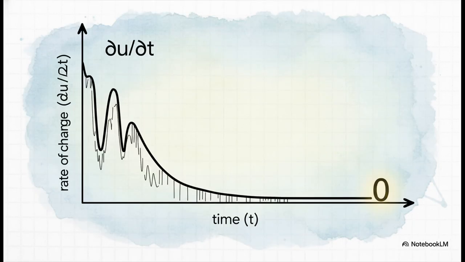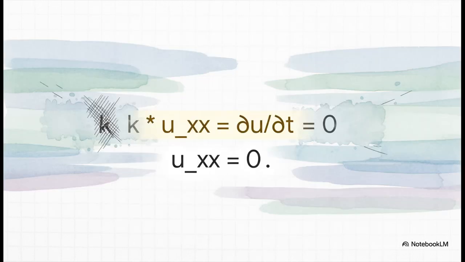Well, after a long enough time, things reach an equilibrium, right? The temperature at any given point on the rod just stops changing. It settles. So that means the rate of change with respect to time, our old friend del U del t, that term just becomes zero. And if du dt is zero, our big, powerful heat equation suddenly gets way, way simpler. The whole left side vanishes. We're just left with this: the second derivative of temperature with respect to position is zero.